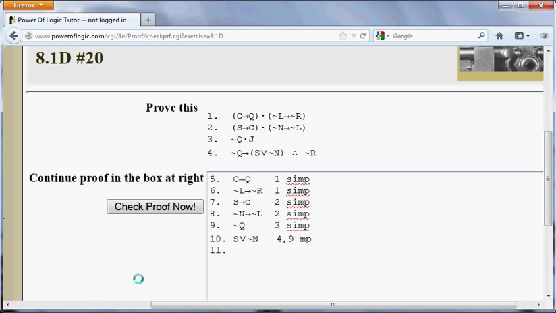So now I want to get not S. Look at line 9 again, and look at line 5. They have modus tollens form. Line 5 says if C then Q, but line 9 says not Q. So they give us not C, and that's a 5 comma 9 modus tollens.